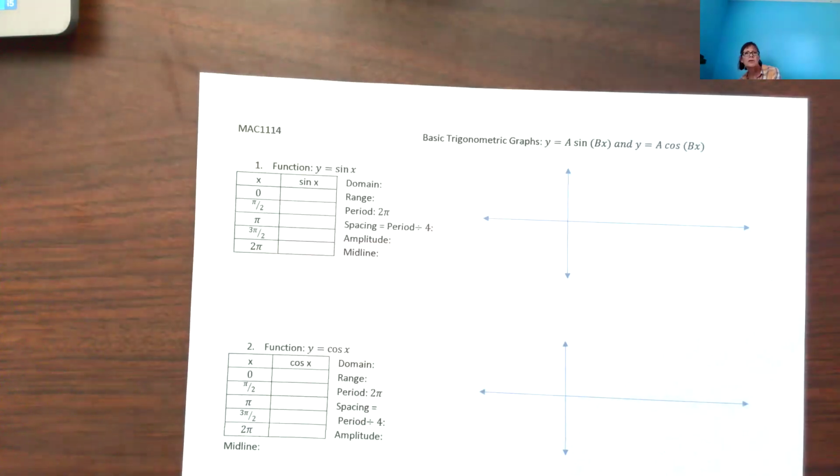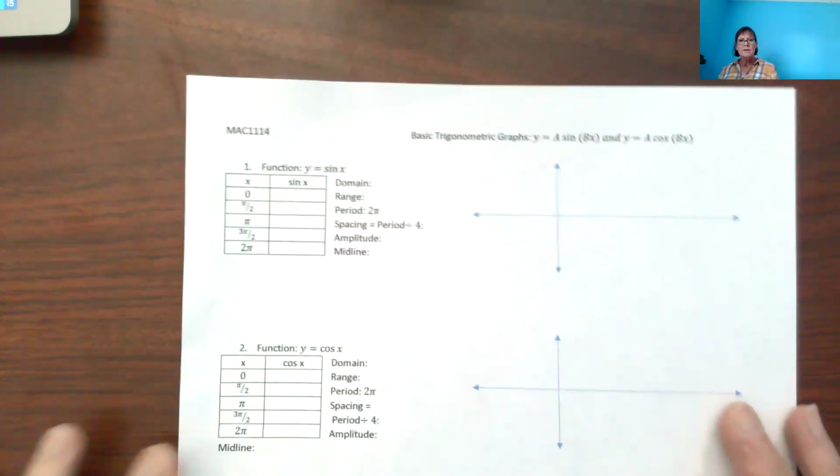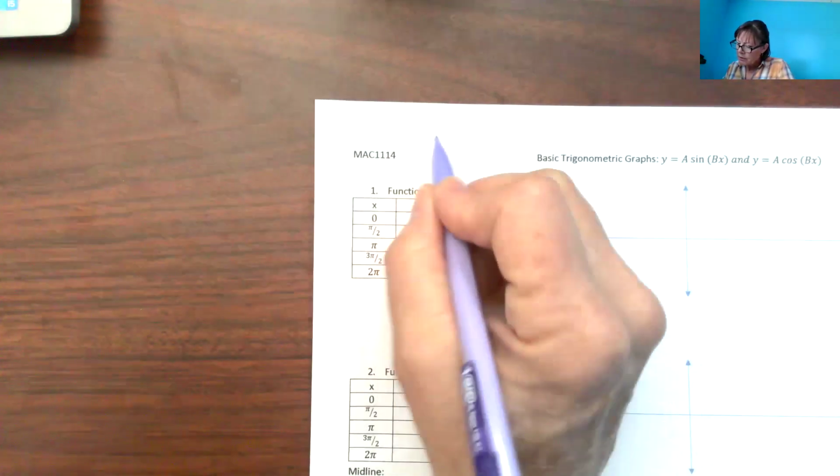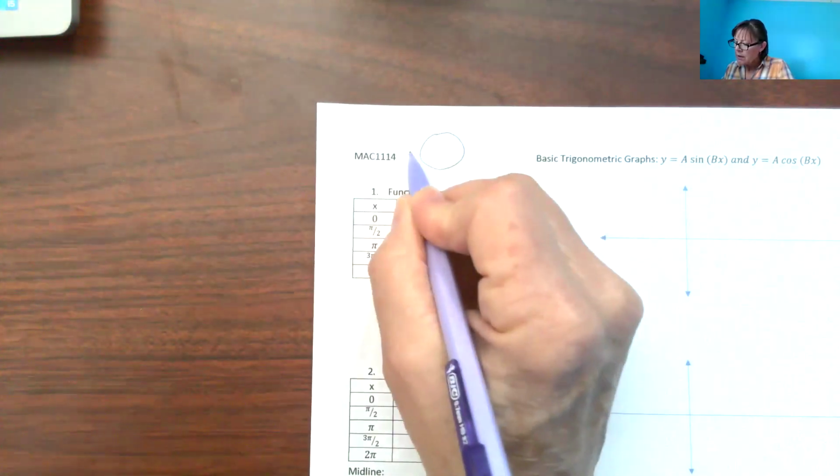Okay, so now we're going to look at sine and cosine as a function. The first step, and we're going to learn how to graph these as well, is to have our unit circle handy, and we're going to fill in this chart. You might have it already filled out in front of you.